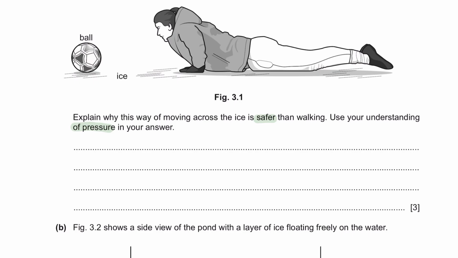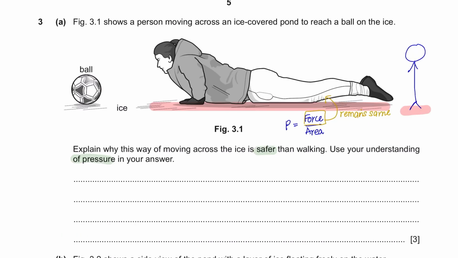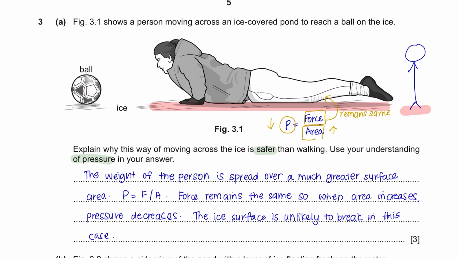When the person is horizontal like this, the force of the person is being spread out over a much greater surface area compared to when they are walking. We know that pressure equals force over area. The force here being the weight of the person, which remains the same. But as the area increases, the pressure exerted on the surface decreases, so the ice is unlikely to crack.